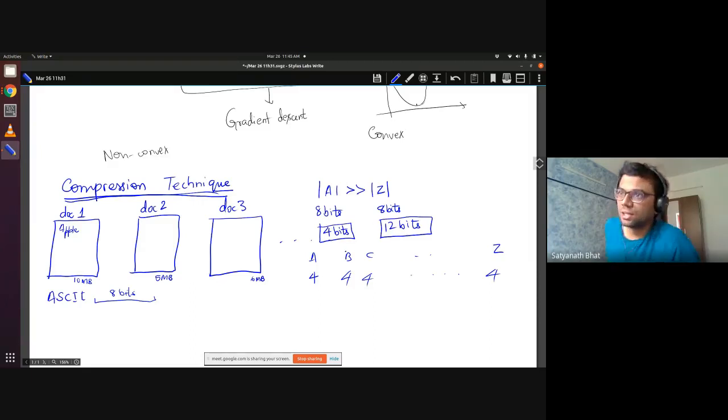That won't work. Now, once you have done this, what happens? Can you understand that each of these documents will be compressed more? This might become 7 MB. This will become 3 MB. Yes, 4 MB. So this is what is called frequency-based encoding.